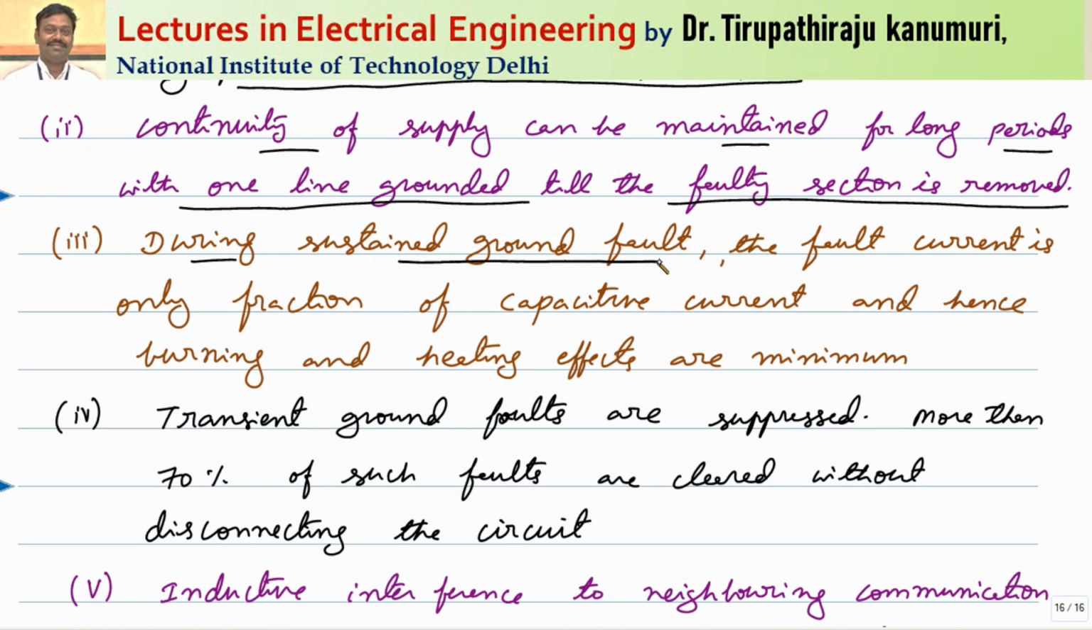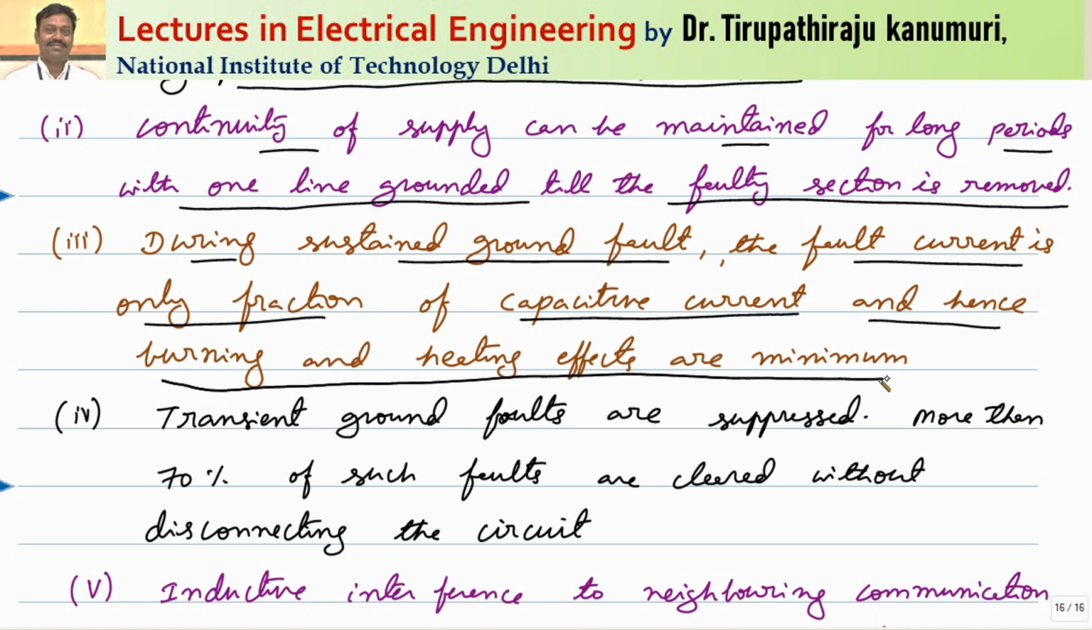During the sustained ground fault, the fault current is only a fraction of the capacitive current. Very less current will pass and hence there is no problem of burning or heating effect. Moreover, as I discussed in the case of the isolated neutral system also, if the current is greater than 4 amperes, then only the sustained earth fault, that means the arcing grounds, will be found. If the current is less than that, the arc will extinguish automatically. The arc cannot be maintained. So getting it? That is the major advantage of this one. As the arc cannot be maintained, automatically the heating and burning effect is minimum.